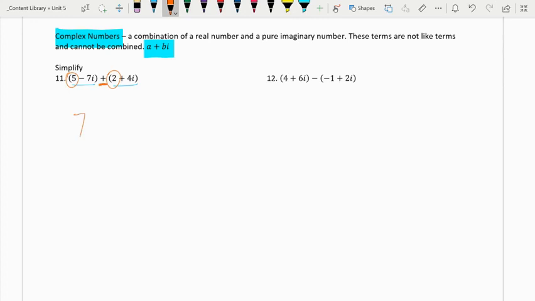At this point, we can look at our imaginary numbers, right? We have a negative 7i plus a positive 4i. So negative 7 plus 4 is negative 3i. And we cannot combine these. It's just like as if we had 7 minus 3x. We wouldn't do anything with the 7 or the 3.